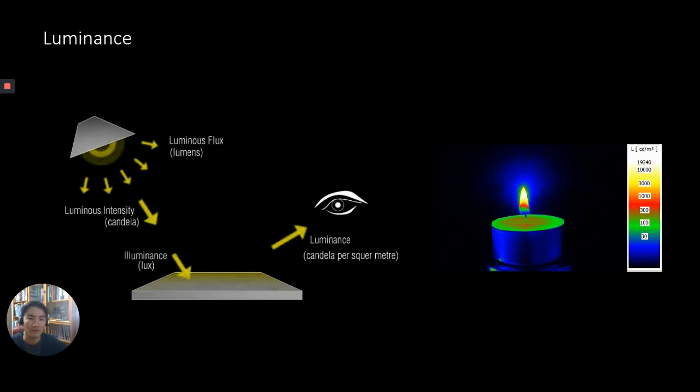Finally, luminance is a photometric measure of the luminous intensity per unit area of light traveling in a given direction. It describes the amount of light that passes through, is emitted from, or is reflected from a particular area and falls within a given solid angle. The words brightness and luminance are closely related.